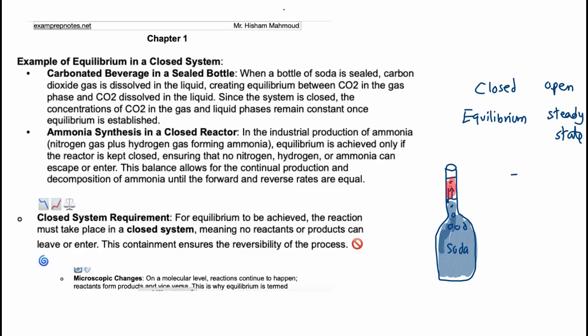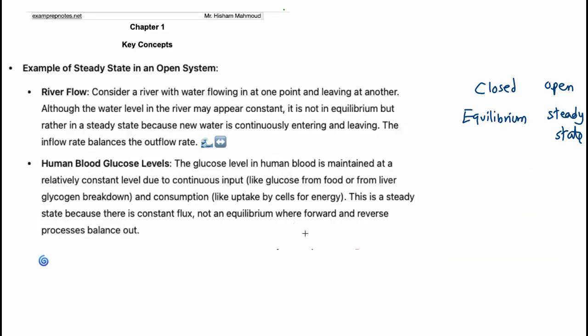If you have a reactor and you are making ammonia, the industrial production of ammonia, nitrogen gas reacts with hydrogen gas to form ammonia. This equilibrium is achieved if the reactor is kept closed, so no nitrogen or hydrogen or ammonia can come out. Whatever nitrogen and hydrogen form ammonia, and ammonia is broken down into nitrogen and hydrogen again. This balance allows a continuous production and decomposition of ammonia until the forward and reverse reactions are equal, in equilibrium again.